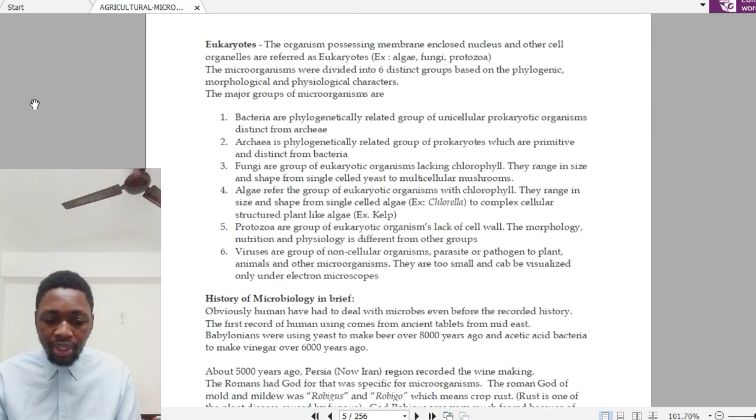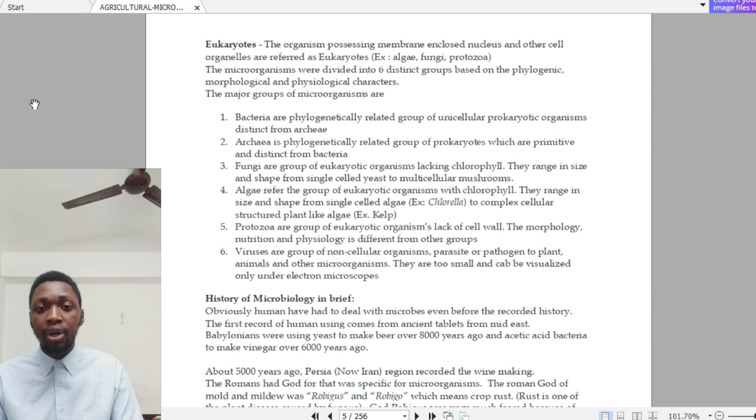Algae are a group of eukaryotic organisms with chlorophyll. They range in size and shape from single-celled algae to complex, plant-like multicellular algae. Protozoa are a group of eukaryotic organisms lacking a cell wall. Their morphology, nutrition, and physiology are different from other groups. Viruses are a group of non-cellular organisms, parasites or pathogens of plants, animals, and other microorganisms. They are too small and can only be visualized under an electron microscope.